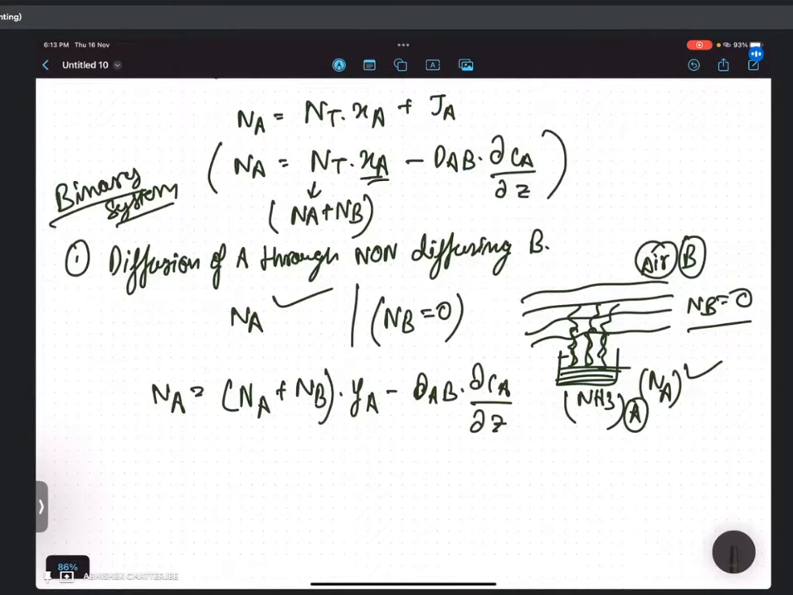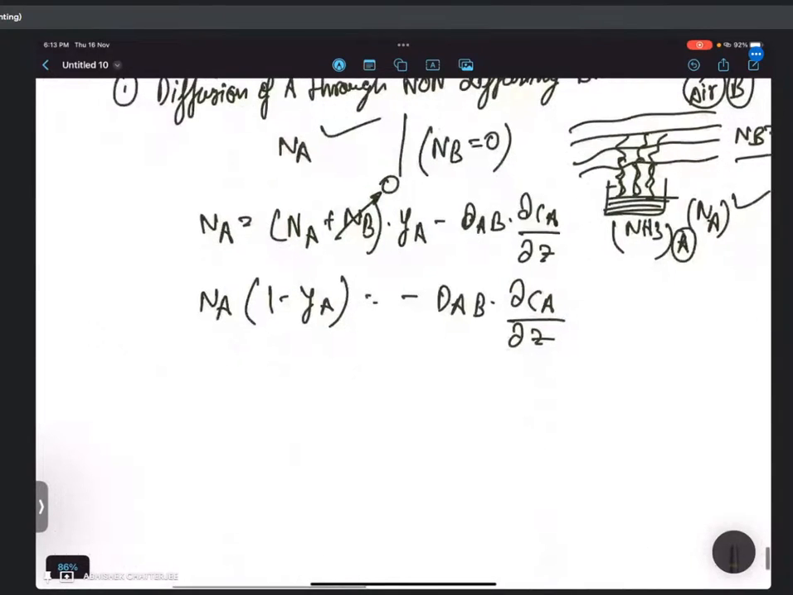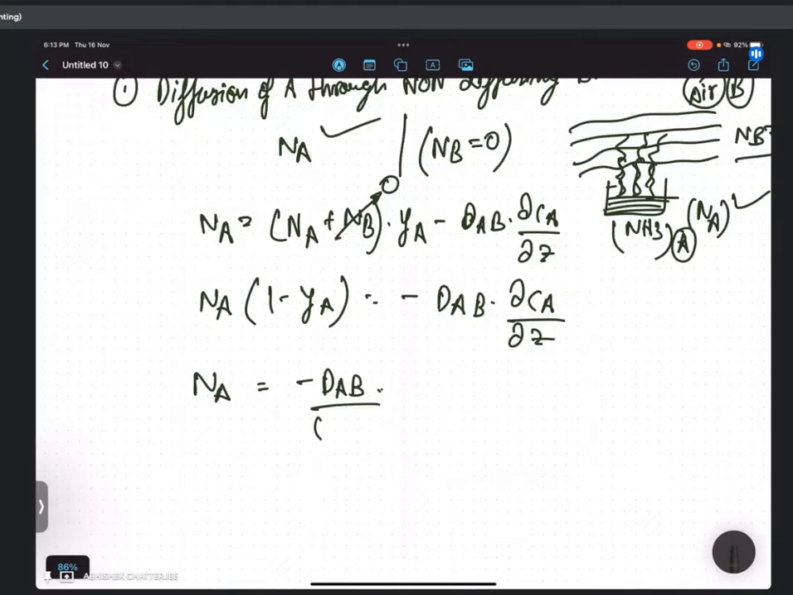Okay. Just from here, your Nb is equal to 0. You take Na common on the left hand side. This will be equal to minus Dab into dou Ca by dou Z. This derivation you will get in any book, so it is not required to focus on it more. So this will just become Na is equal to minus Dab divided by 1 minus Ya, into dou Ca by dou Z. And this dCa also you can convert now.